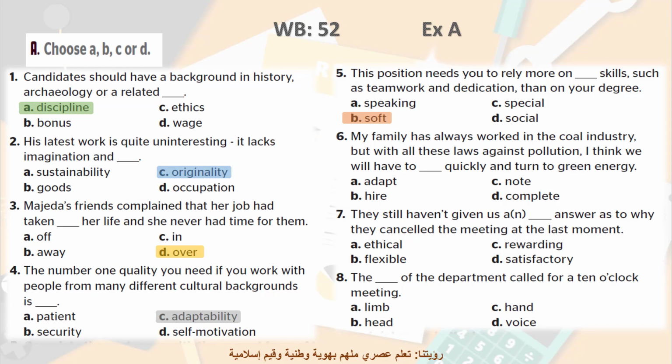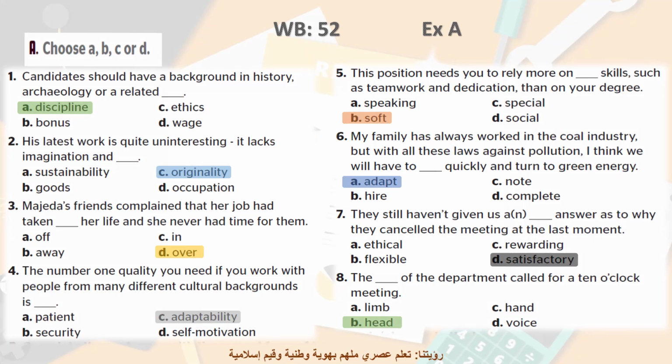Anyways, number 6, yes, A, adapt, means يتكيف. Number 7, yes, D, satisfactory, مقنع, مرضي. What about the last one, number 8, yes, B, head. Thank you very much for your effort, and please, if you have any problems, I'll repeat this again, please contact your teacher. And you have to do something very important, which is to look up new words in the dictionary. Make this skill one of the daily skills you do every day.